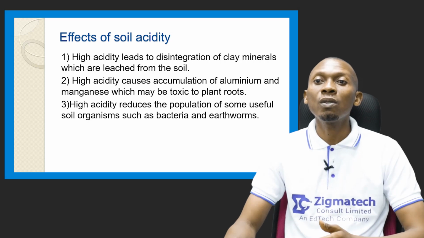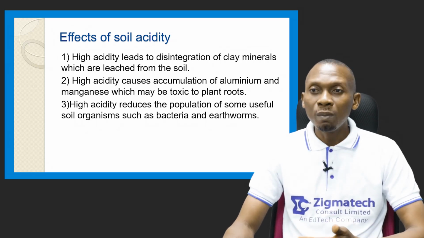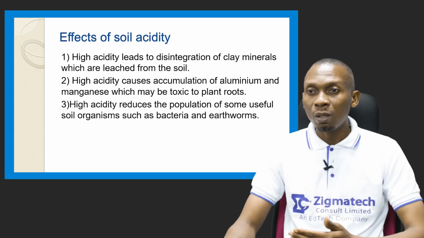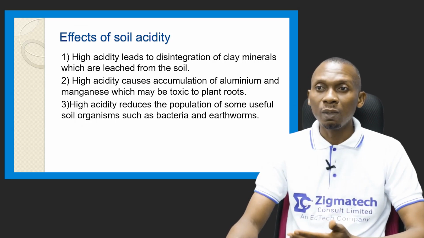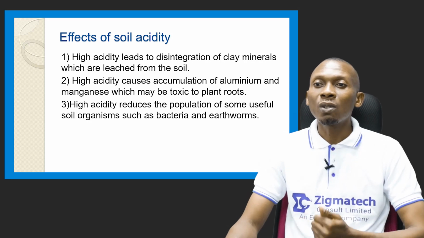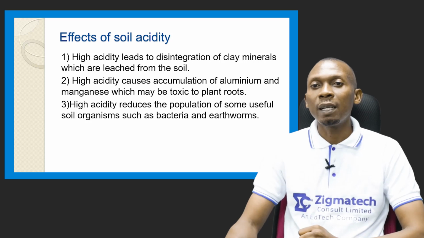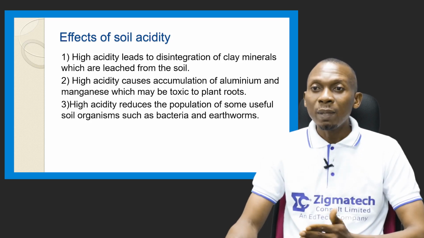High acidity can also lead to the accumulation of aluminium and manganese. Now, when there's an accumulation of these aluminium and manganese elements or minerals, it could cause toxicity to the plant roots, that they become toxic to the plant roots. That means such plants will not grow properly.